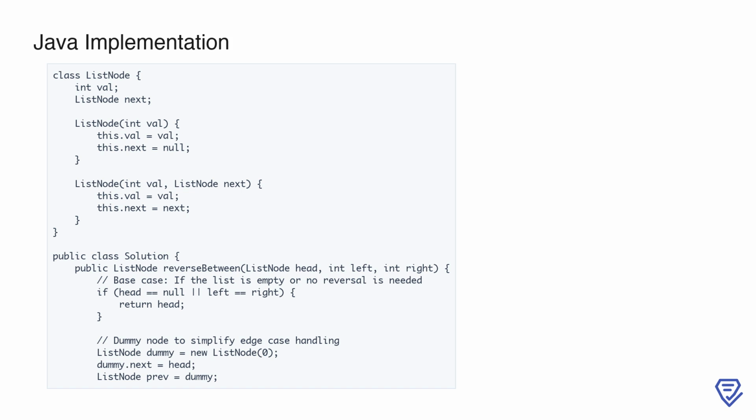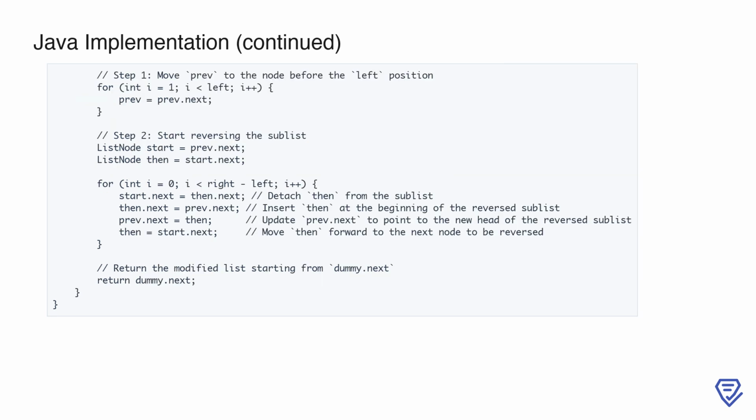We also initialize a previous pointer to the dummy node, which will help us locate the node just before the left position. Next, we move the previous pointer to the node right before the left position using a simple for loop. This ensures that previous is positioned correctly to manage the reversal process. Once we've positioned previous, we set up two pointers: start, which points to the node at the left position, and then, which points to the node immediately after start.